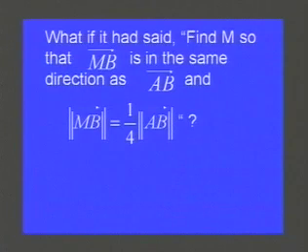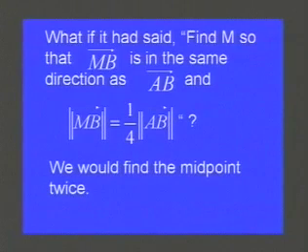What if it had said instead, find M, so that MB is in the same direction as AB, but this time instead of half, it's a fourth? What if it had said that? I want MB in the same direction as AB. I want it to end at the same point. I want it to end at B, but I want it to be a quarter as long. We would find the midpoint twice, okay? Because luckily a quarter is just half of a half.